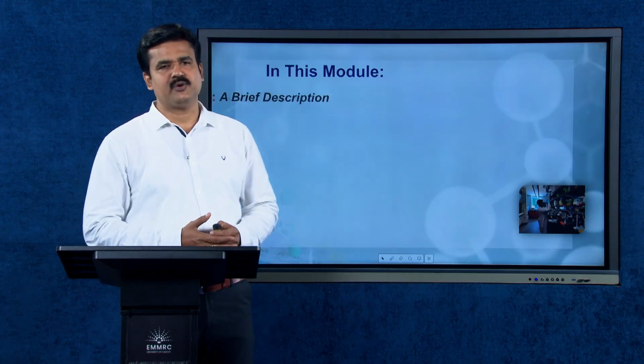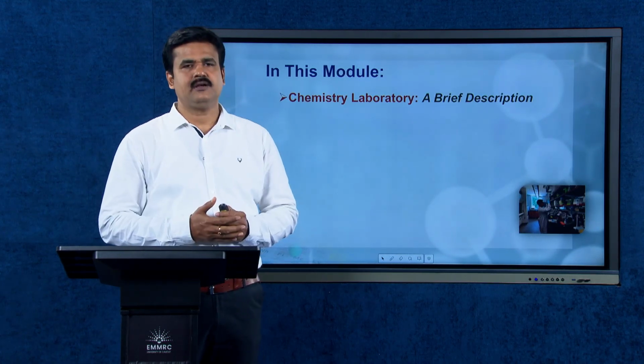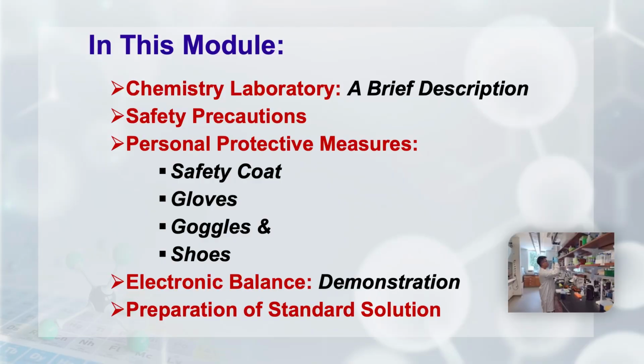The contents of this module are: chemistry laboratory, a brief description; safety precautions; personal protective measures such as safety coat, gloves, goggles and shoes; electronic balance, a demonstration is also discussed here; and preparation of standard solutions. These are the contents of this module.